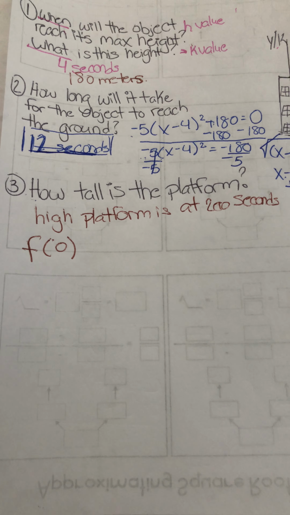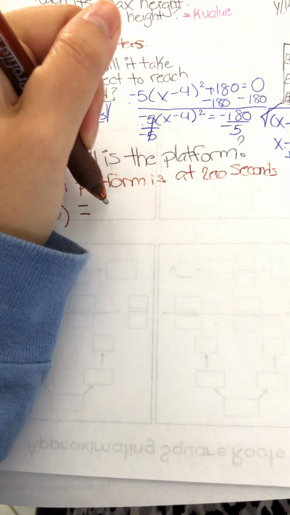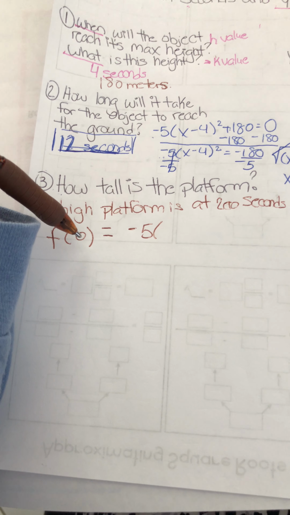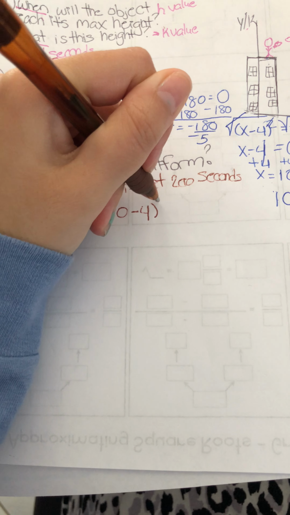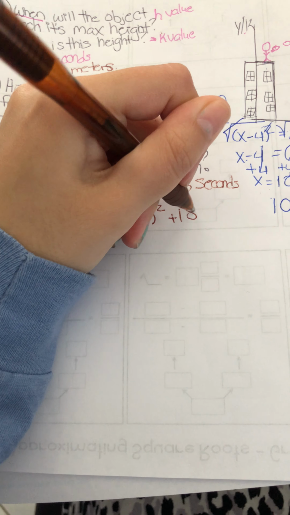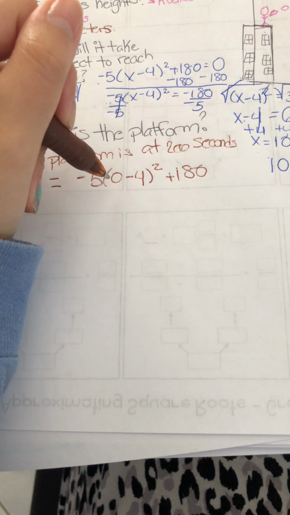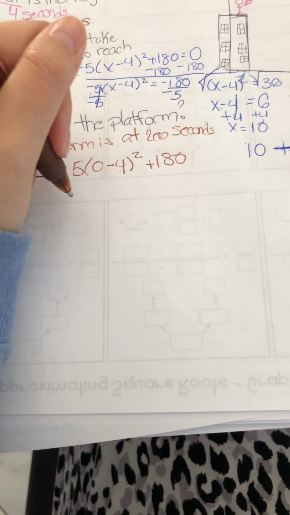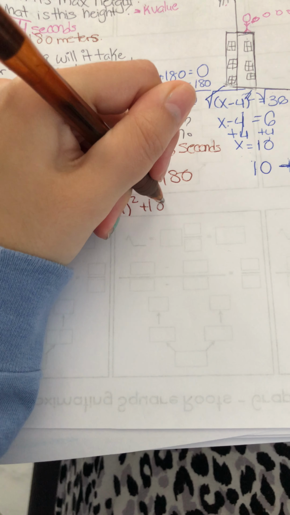So I'm still recording. What I'm doing is I'm rewriting that equation, -5, but now every time I see an x, I'm going to replace it with 0. So instead of saying -5 times (x minus 4), I'm going to say -5 times (0 minus 4) squared plus 180. All right, then I solve. So parentheses first, this is where we do PEMDAS or GEMS. Parentheses comes first, 0 minus 4. That's -4 squared plus 180.